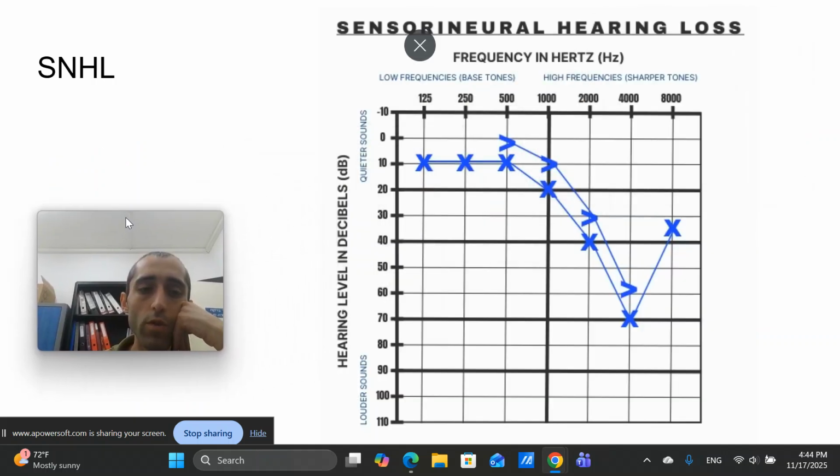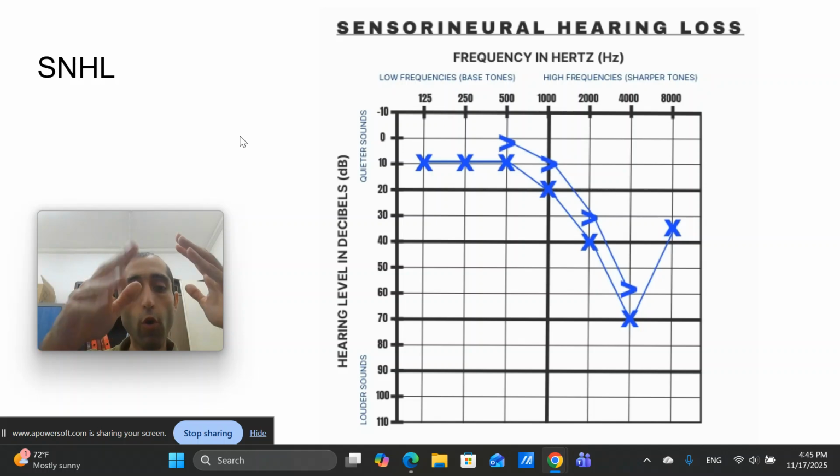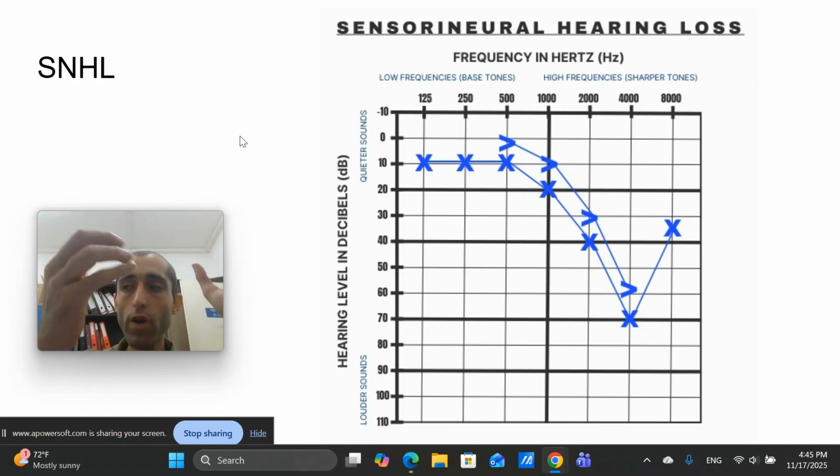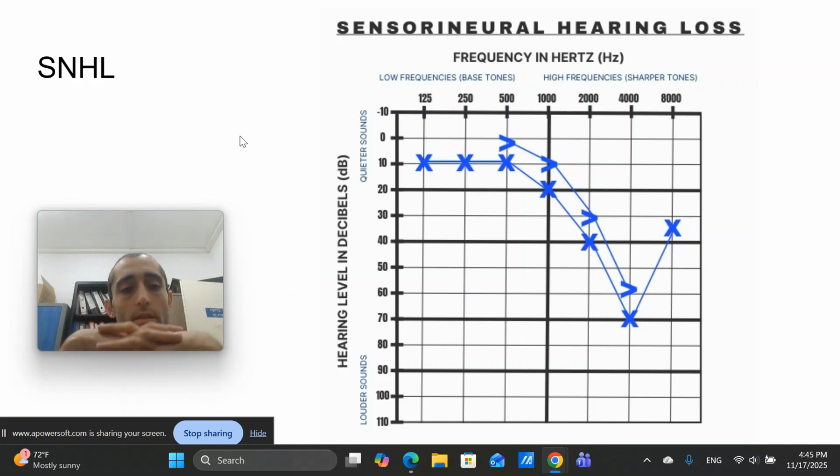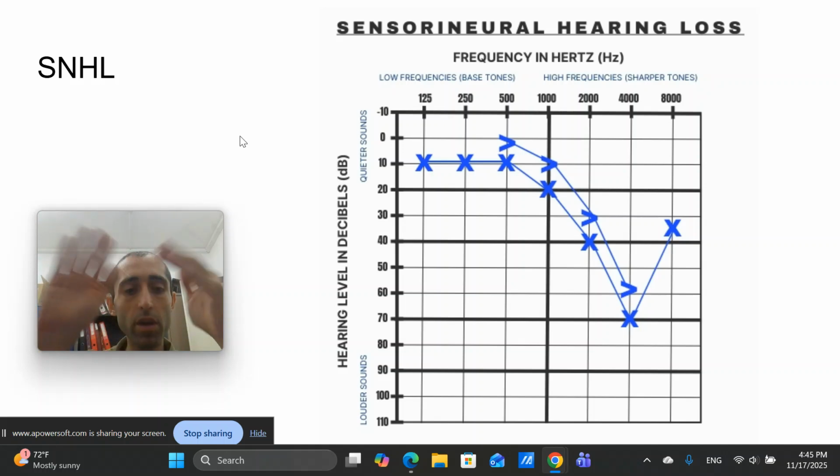Now we move to sensory neural hearing loss. In sensory neural hearing loss, there is damage to the cochlea or to the retrocochlear part, for example, the nerve or something in the brain. The problem is not in the middle or external ear, but from the inner ear and beyond.